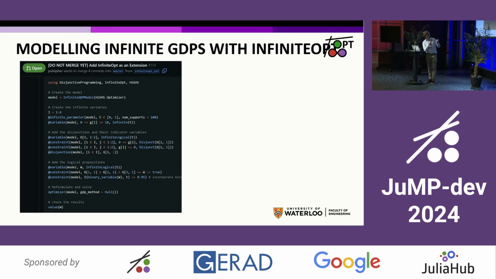This is a little code snippet here where all you do is we now have an infinite GDP model. And we get these infinite logical variables now, because your logical variables can depend on time, space, uncertainty. And then you can just do everything normally. And then when we optimize, we can now specify a GDP method. What's cool about this is it's more efficient now to apply the transformations in InfiniteOpt, because you might only have a few constraints before you discretize, so it's much more efficient.